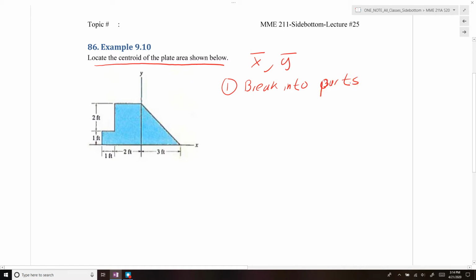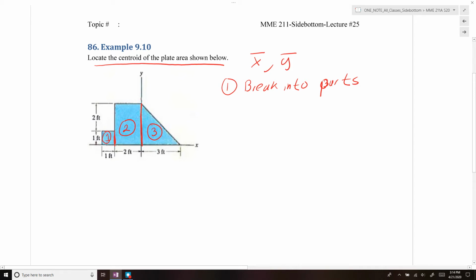Alright, so to break this into parts, we can break it into three areas. We can break it into the small square on the left hand side of the part. We can break it into a second square, a rectangle on the left hand side of the part, and we can break it into a triangle on the right hand side of the plate.